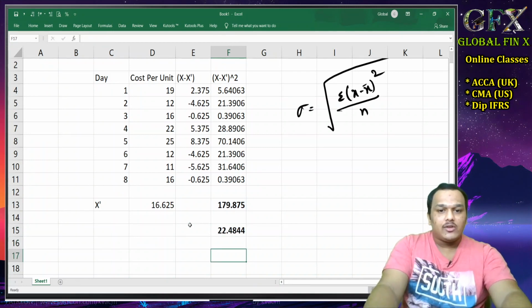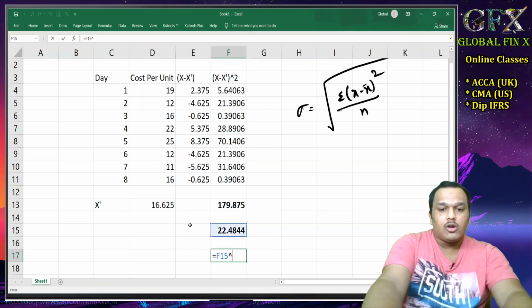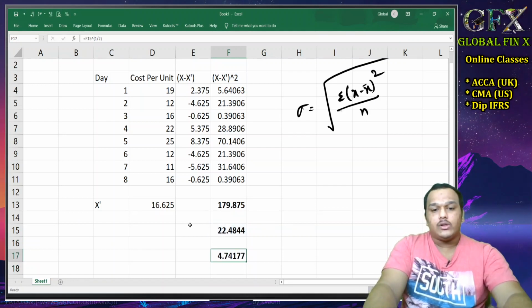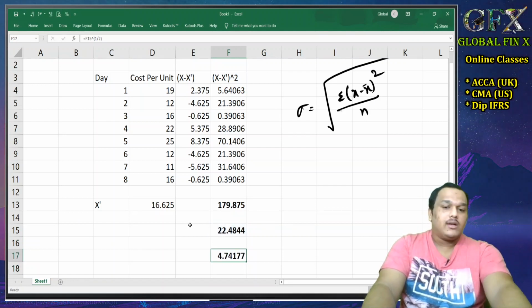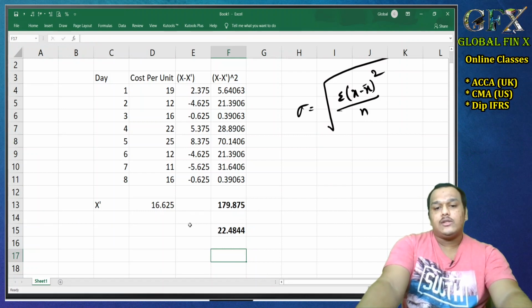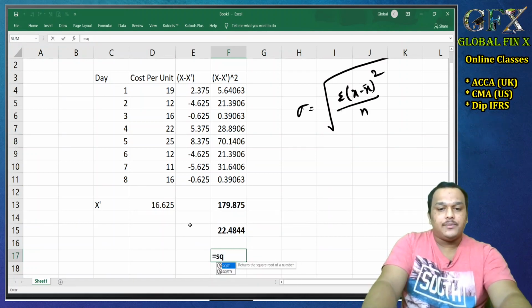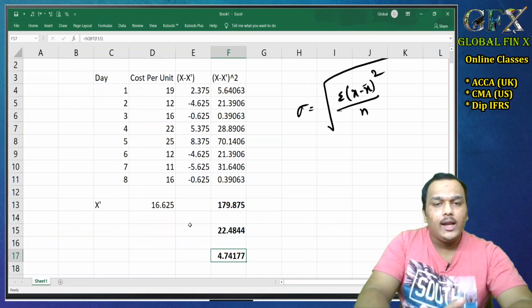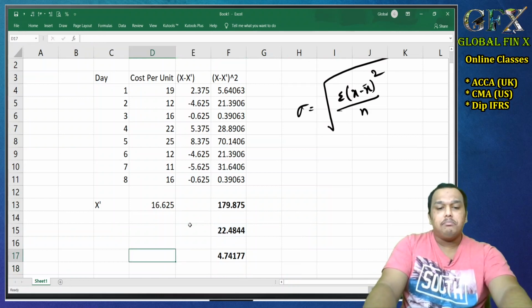Then what am I supposed to do? Square root of that, right? So how do I do a square root of that? This raised to the power of 1 by 2. So the square root of this is 4.74177. Or else you can also use the formula SQRT, which is square root directly, 4.74177. So what does this actually mean?